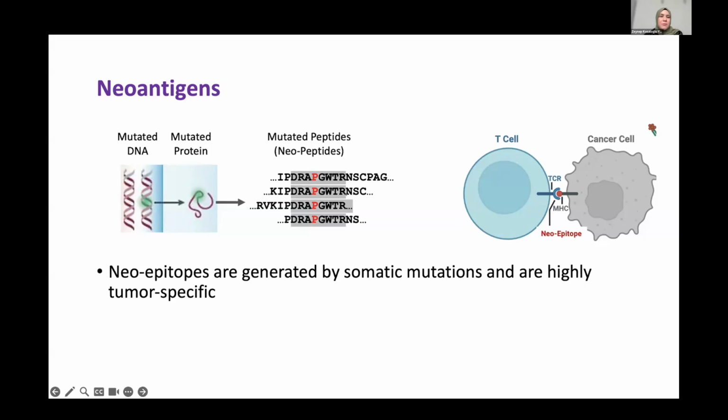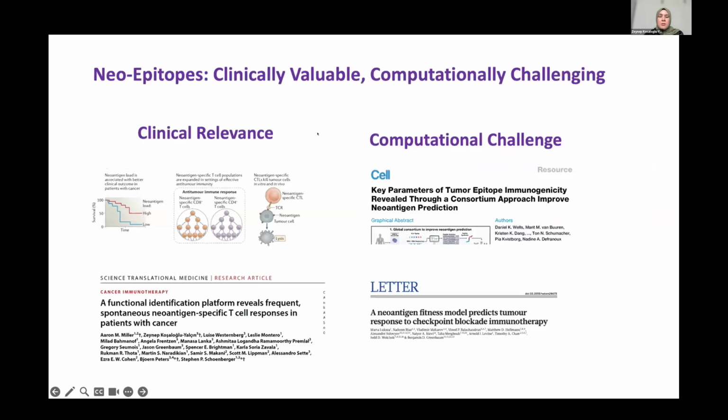So theoretically, they make for very great targets. This is also why the neoepitopes are so important, because we have some clinical relevance. Multiple studies have shown that the number of neoepitopes, for example, is associated with better outcome in patients receiving checkpoint blockade therapy, for example, anti-PD-1 or anti-CTLA-4. They showed that if you have more neoepitopes, the response is better.